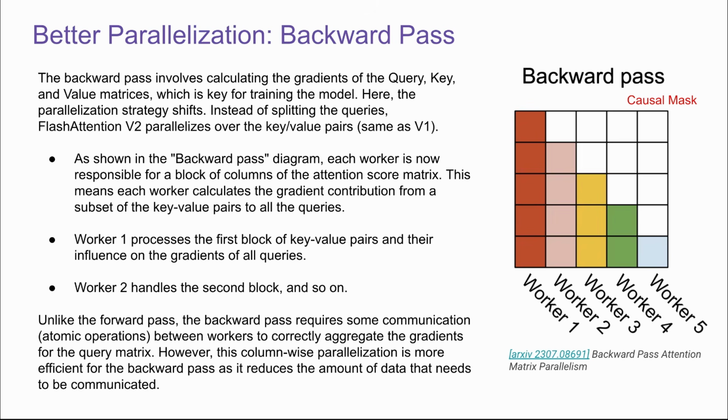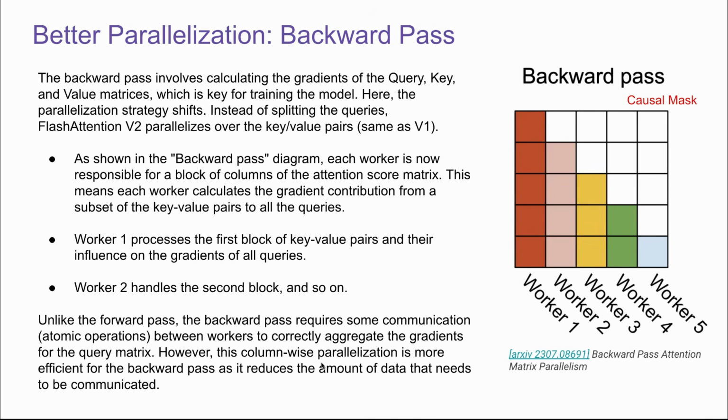So we already know for the forward pass, swapping the order is actually great for parallelization because for each query, there's no communication between them. So for a single worker to process a row simultaneously is a great plus. Why can't the backward pass do the same? This is because, unlike the forward pass, the backward pass requires some communication, and we use atomic operations for those communication between workers to correctly aggregate the gradients for the query matrix.